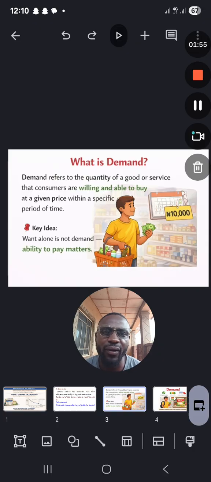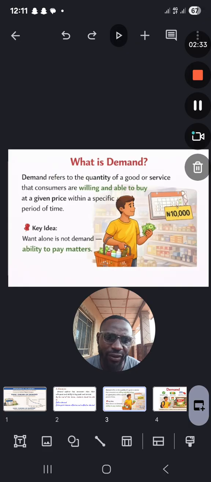So that is to say, if I go to the market from my house, it's a willingness to buy something. That is why I go to the market or the supermarket. Now, the ability for me to pick items from the supermarket and pay for these items at that given price at that particular time is what is referred to as demand, right? So want alone is not demand, but the ability to pay matters. When defining demand, the key terms are willingness to buy, ability to pay at a given price within a specific period of time.